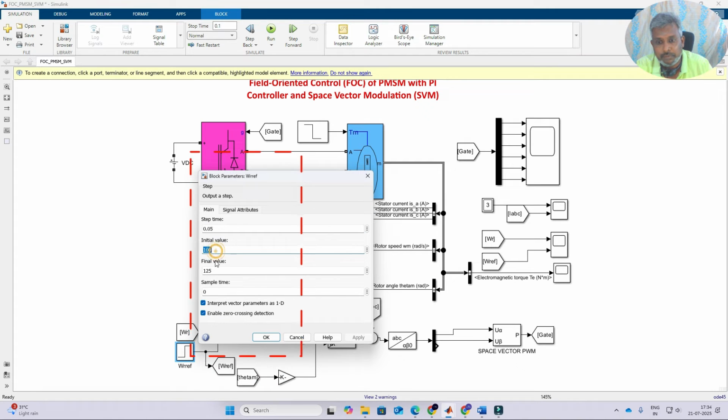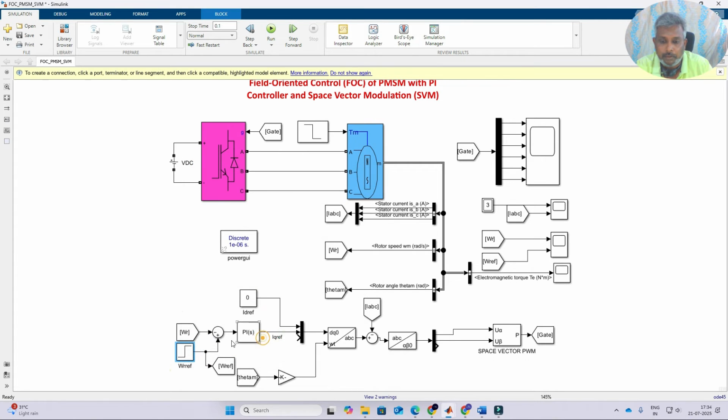Here we are fixing the initial speed at 100 radian per second and the final speed at 125 radian per second. From time 0 to 0.05 the reference will be maintained at 100. After 0.05, it will be changed to 125 radian per second. Next you have to subtract the actual from the reference, and the error is processed via the PI controller.